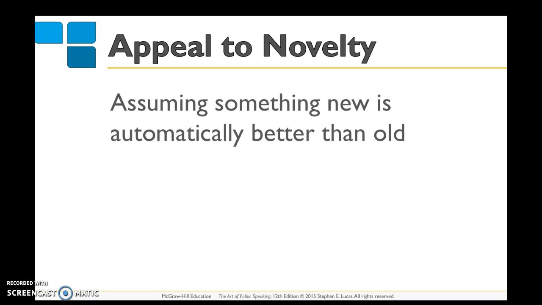On the other side, the opposite of appealing to tradition is appealing to novelty, assuming that something new is automatically better. The appeal to novelty fallacy occurs when the speaker assumes that because something is new, it is therefore superior. The thing I always think about when I think of the appealing to novelty fallacy are cell phones. Cell phones come out and they say it's new, it's better. Why is it better? They don't always tell us.